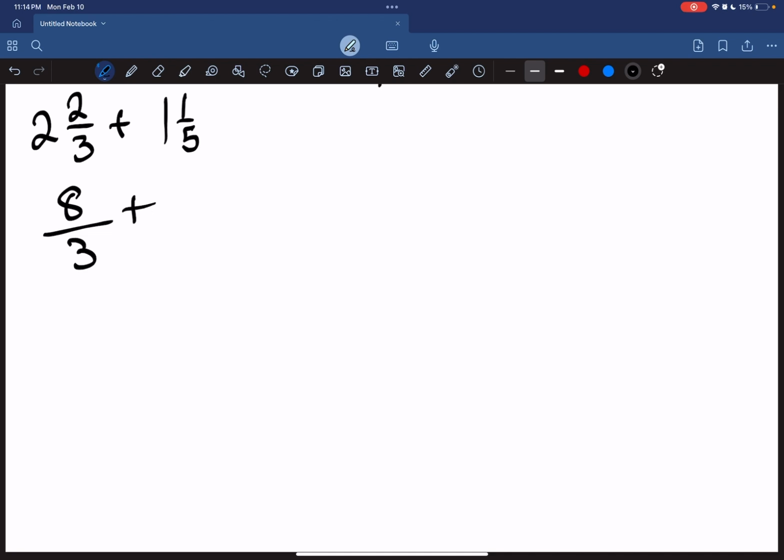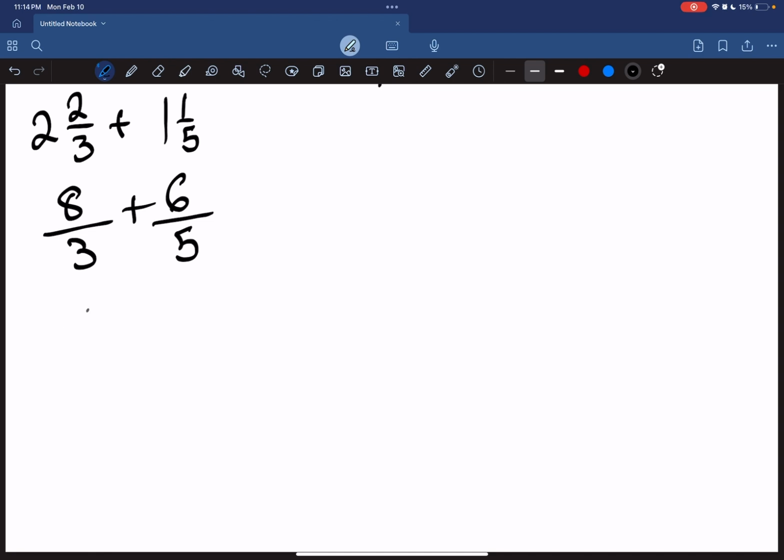If I have 2 and 2 over 3 plus 1 and 1 over 5. Alright, you realize you have two mixed numbers right here, so the rules remain the same. Change them to improper fractions. 2 times 3, that's 6, and 2, that's 8. So it's 8 over 3 plus 1 times 5, that's 5, and 1, that's 6. So it's 6 over 5.